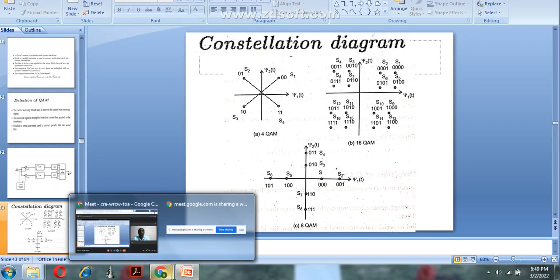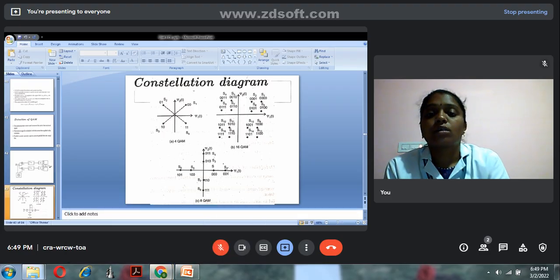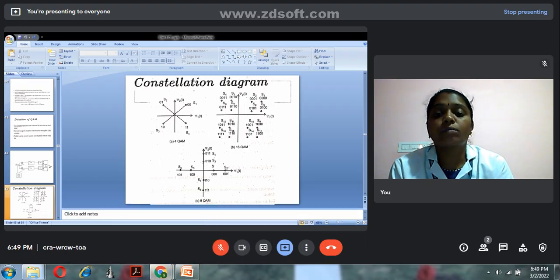Then this is the constellation diagram for 4 QAM, 16 QAM and 8 QAM.